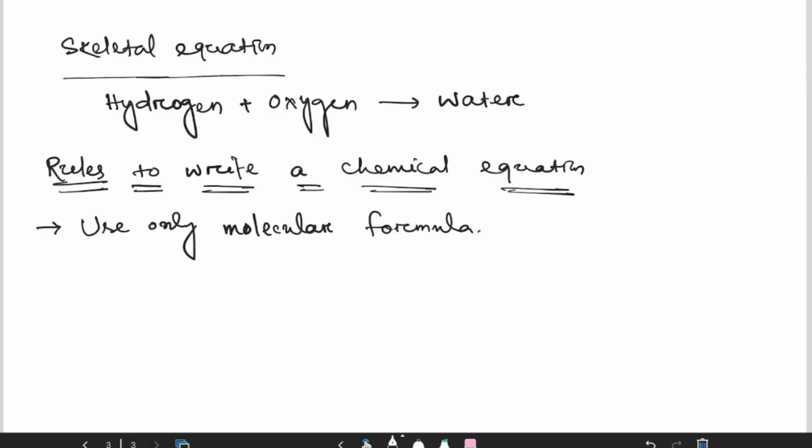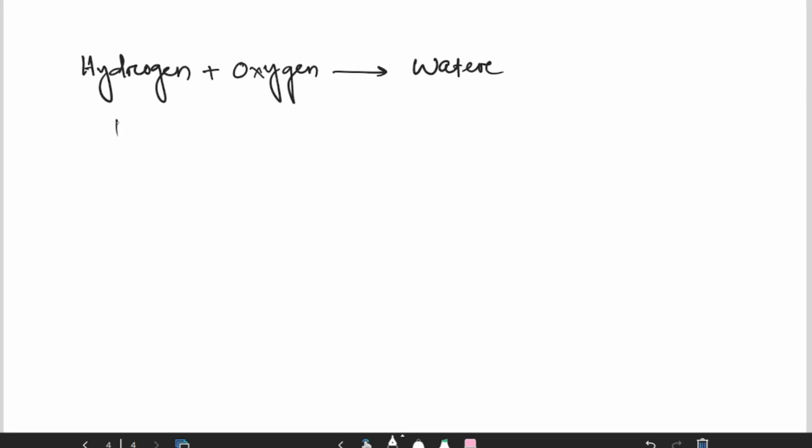Okay, use only molecular formula. Second thing, chemical equations. So this is what: hydrogen plus oxygen gives rise to water. You see, the molecular formula of hydrogen is H2, the molecular formula of oxygen is O2, and the molecular formula of water is H2O.